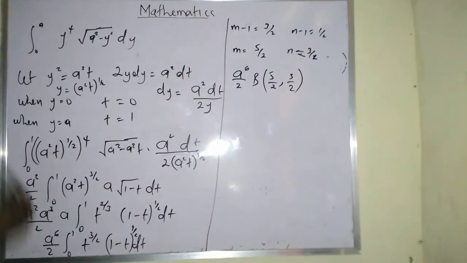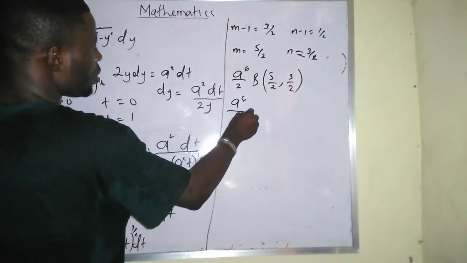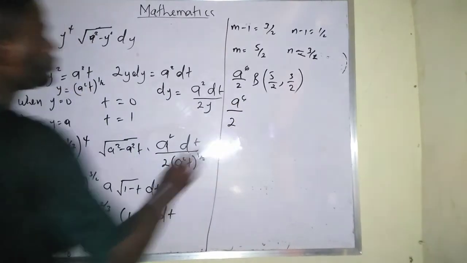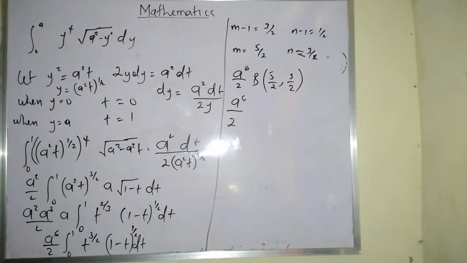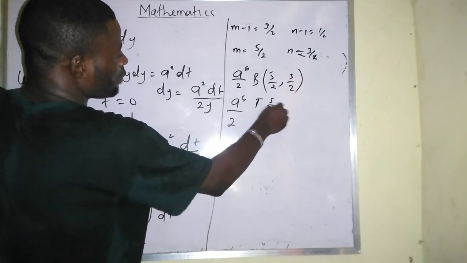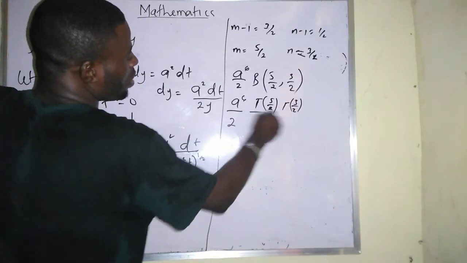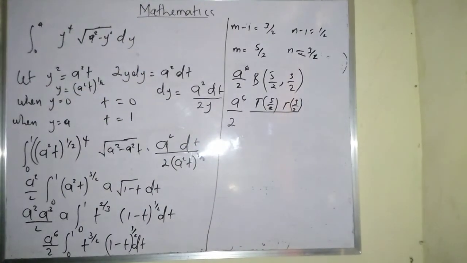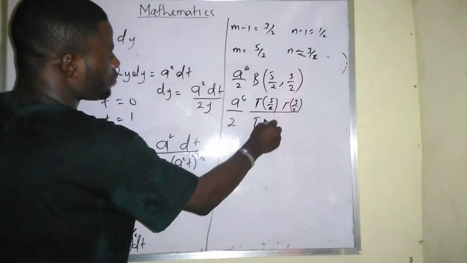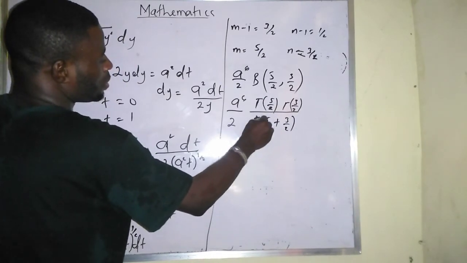Now, I will now run this back to the gamma function. It means my gamma function will now be equals to a raised to power 6 all over 2, gamma of 5 all over 2, gamma of 3 all over 2, all divided by gamma of 5 all over 2 plus 3 all over 2, all close.